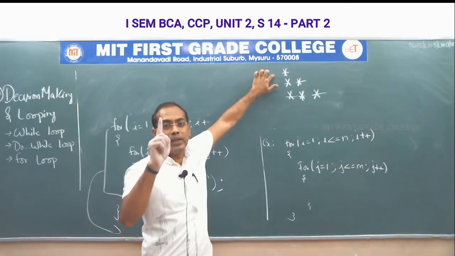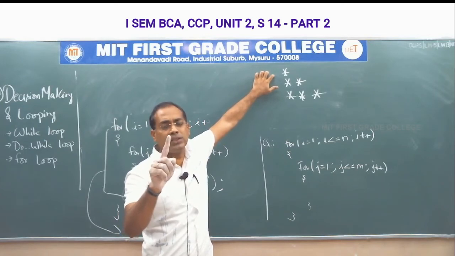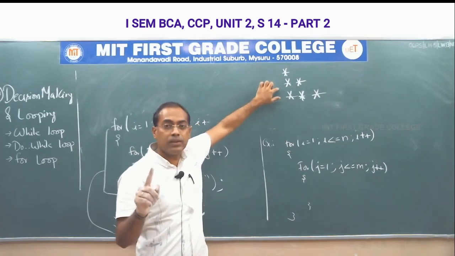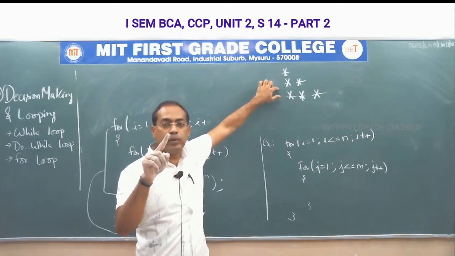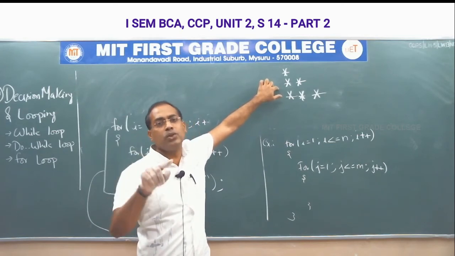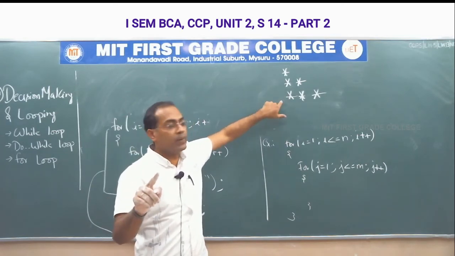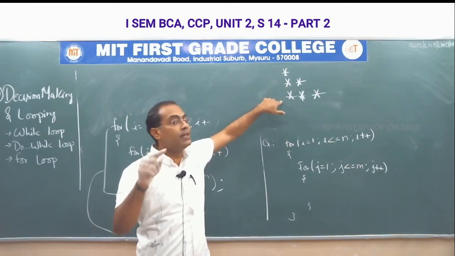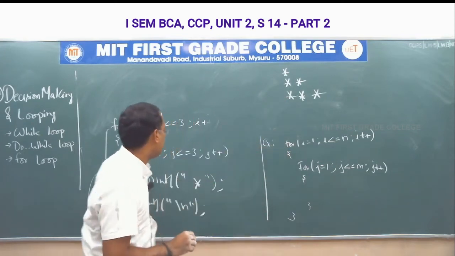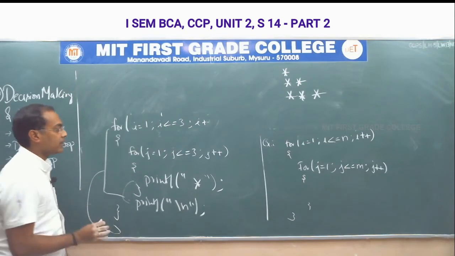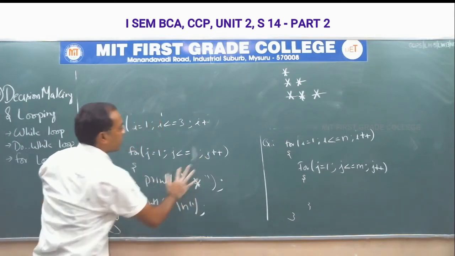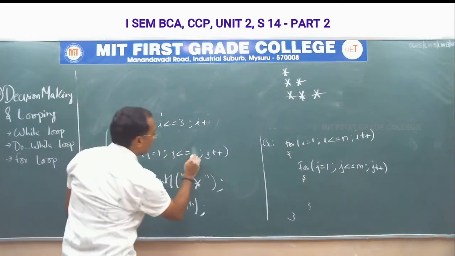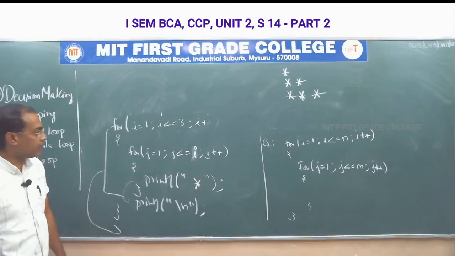First line 1 star. When the first iteration goes, the inner loop should execute only once. When the outer loop's second iteration goes, i value will be 2, the inner loop should execute only 2 times. Similarly, when the outer loop increments the value to 3, the inner loop has to run up to 3. That is the key point over here. The only change you have to make is, instead of 3, it depends on the outer loop. So you have to write i.